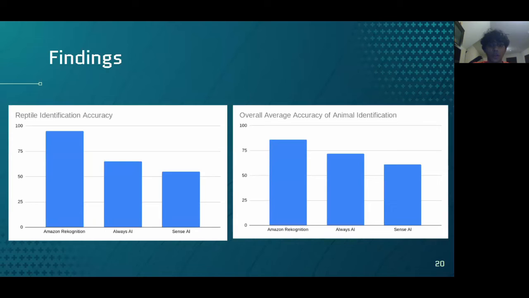From the graph on the right, we can see Amazon Rekognition had an overall accuracy of 86% when identifying the animals in general, while Always AI and Sense AI had lower accuracy percentages at 72% and 61% respectively.